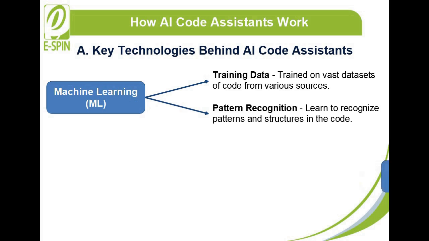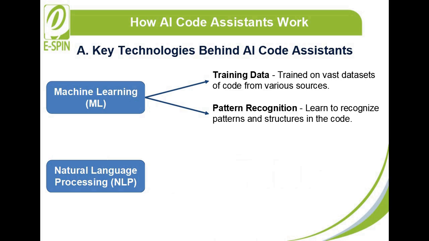Natural language processing. Natural language processing enables AI code assistants to interpret and translate natural language descriptions into code, understanding the context and intent behind developers' inputs. There are two types of natural language processing: understanding context and translation.